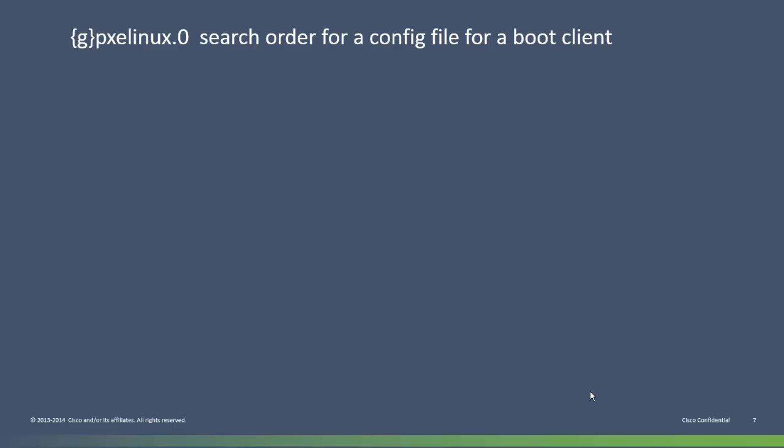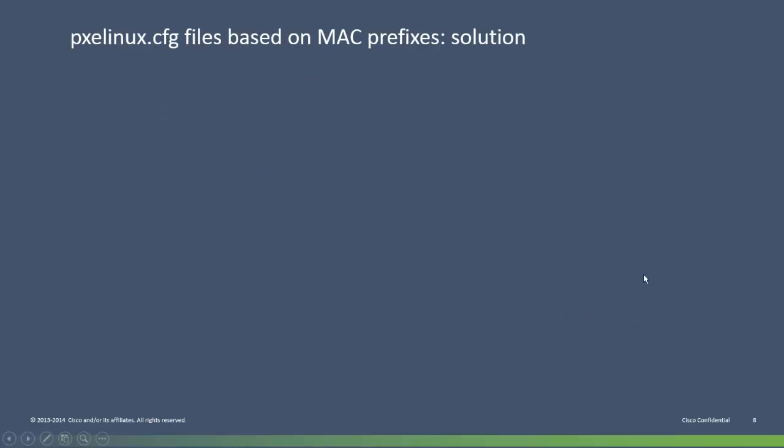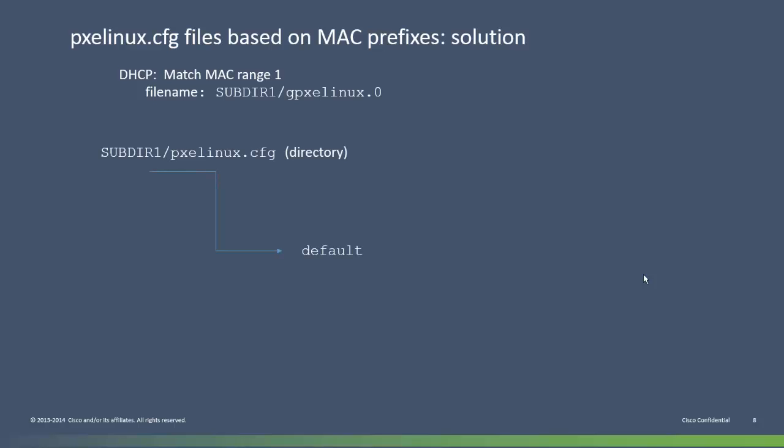So you may be wondering why I had to do what looks like the same thing in the DHCP config file. The problem is there are various config files that you can put in PXE-Linux.config that allow you to classify the client, but none of them allow you to classify a client using a MAC address prefix. You can use specific UUID shown on the first line, specific MAC address, or IP prefixes, but not MAC prefix, which is why I had that solution of letting DHCP classify different clients based on MAC address ranges and point to different subdirectories that contain different PXE-Linux.config directories as shown.